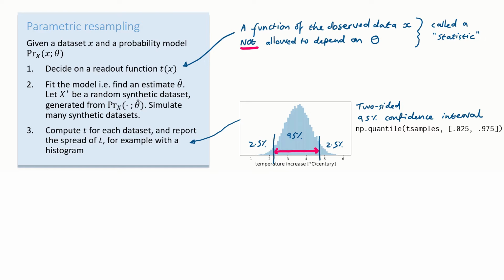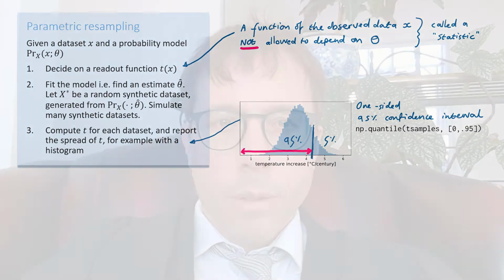But there's nothing magic about choosing bounds with equal-sized tails, as I've done here. I could perfectly well ask for a one-sided confidence interval and say, I'm 95% certain that the estimated rate of temperature increase is less than this upper bound. It's up to you which confidence interval to report based on what your audience wants to know. Okay, let's work through some examples.